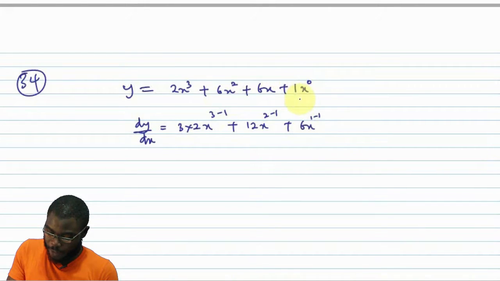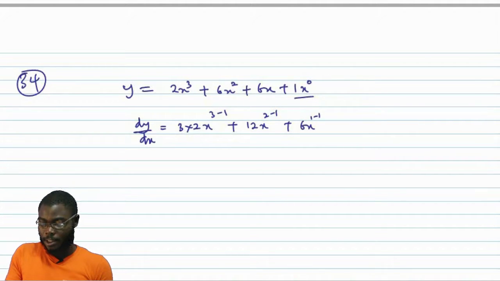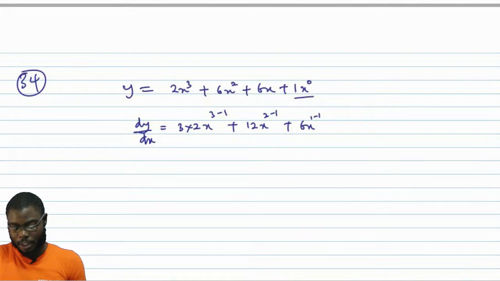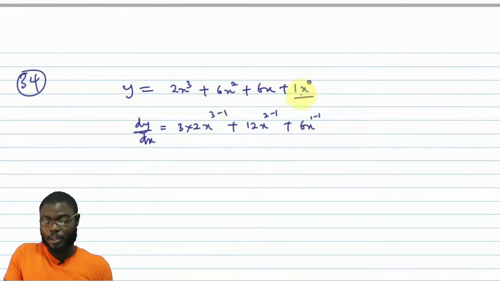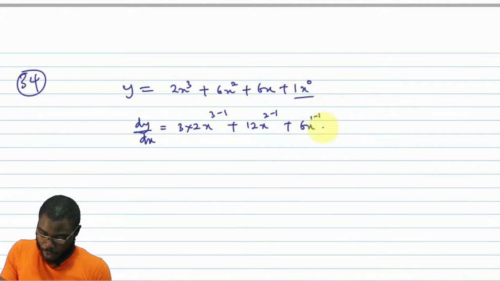So in essence, when you're differentiating a constant, it's 0. Each time you differentiate a constant, you get 0, because the power of x beside that constant is always 0. So when you multiply that 0 by that constant, it always gives 0. So you don't need to worry yourself. Each time you're differentiating a constant, you get 0. So we have 6x to the power 1 minus 1.